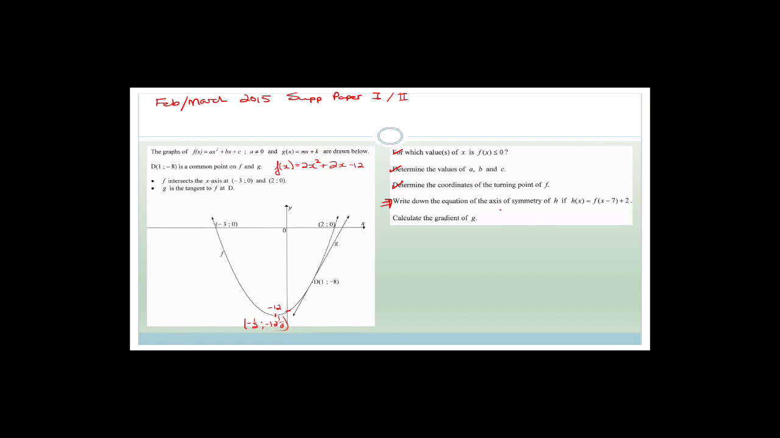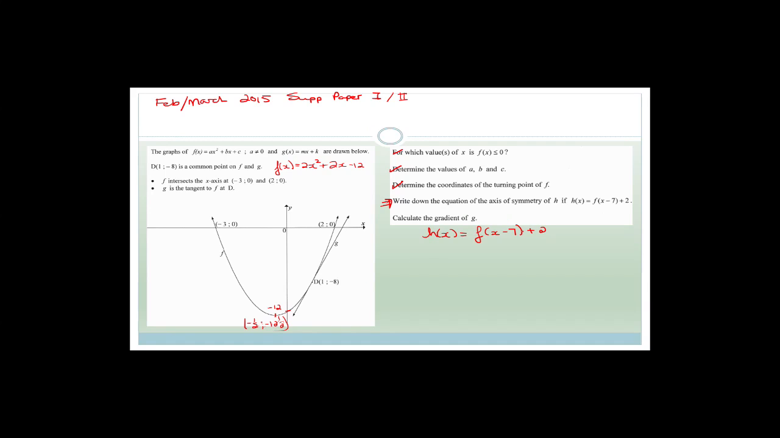Okay, now it says, write down the equation of the axis of symmetry of h, if h of x is f of x minus 7 plus 2. So what they're saying is h of x equals f of x minus 7 plus 2. Now, they didn't say calculate, they said write down the equation. Now, first of all, the plus 2 is going to do what?